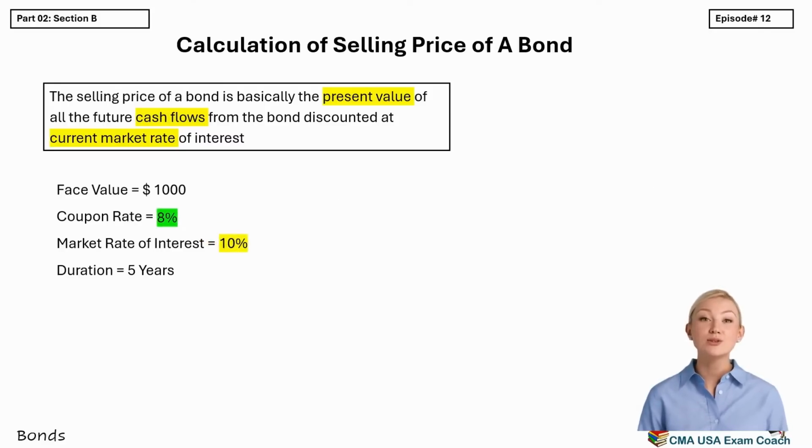Assume a company issues a bond with these details. Face value is $1,000. Coupon rate is 8%. Market interest rate is 10%. And the bond term is 5 years. So what's going on here?